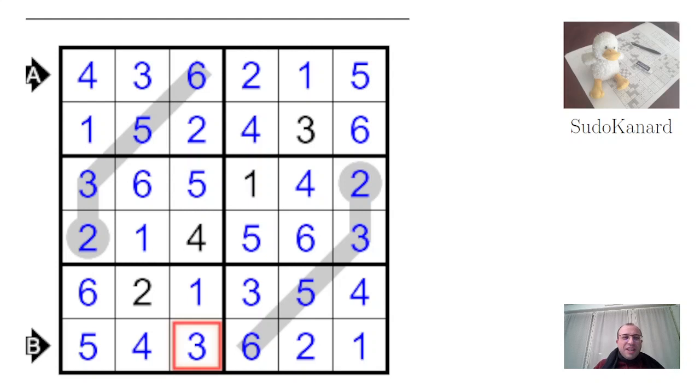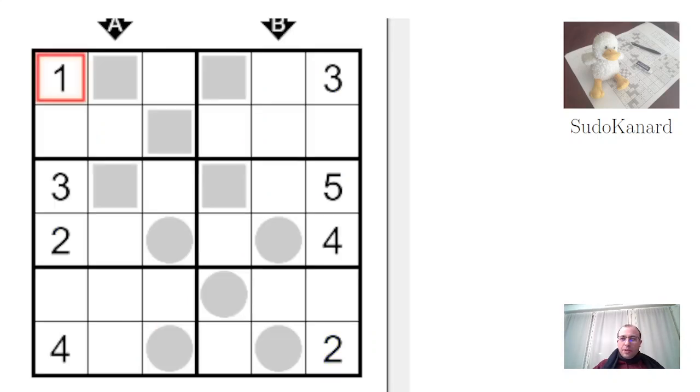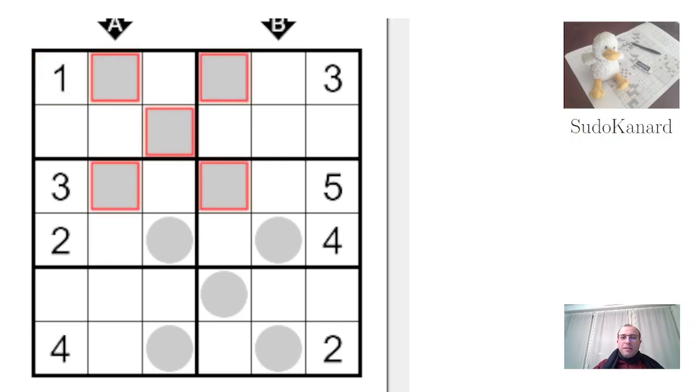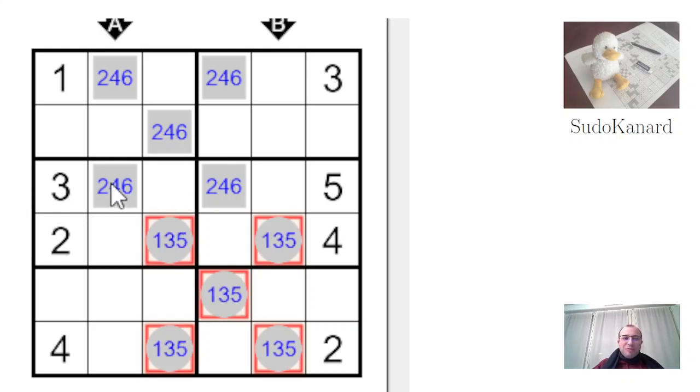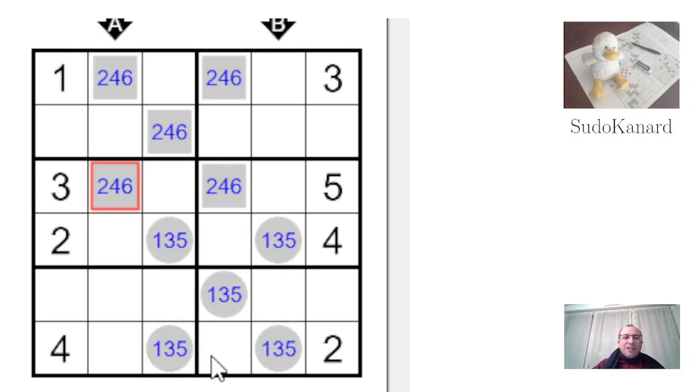Much easier than the quad and the diagonal. Let's move on to odd even. So here's the odd even. So I just remind that those squares contain even digits and that those circles contain odd digits. So I'm doing it just by brute force here. So that's not a 2, that's not a 5, that's not a 3.